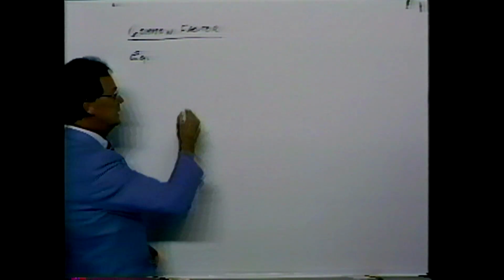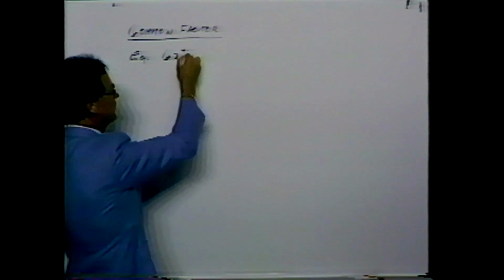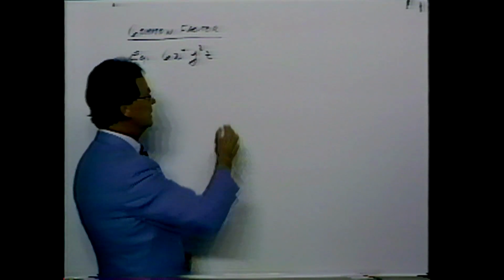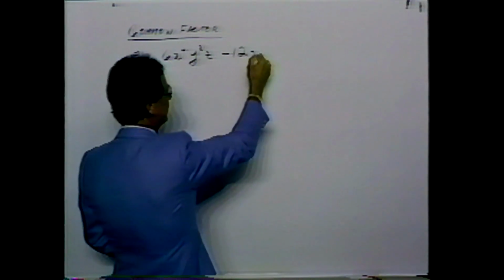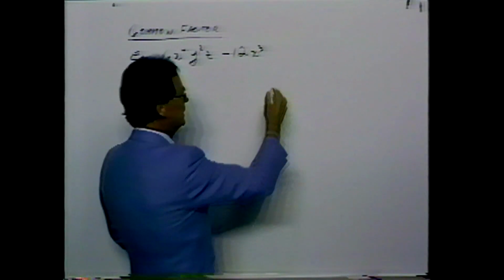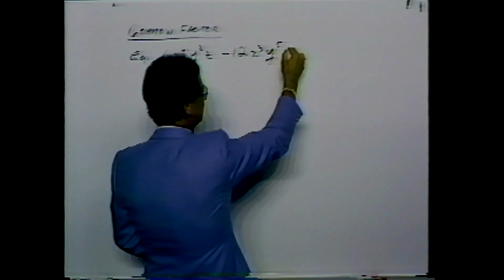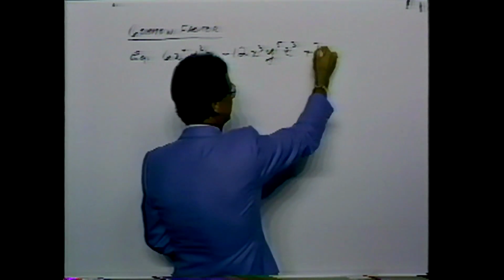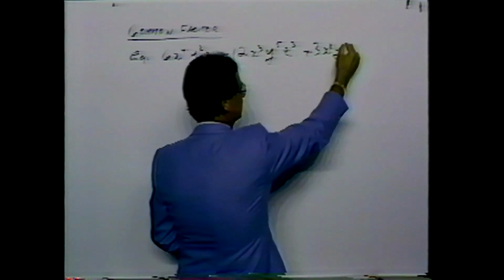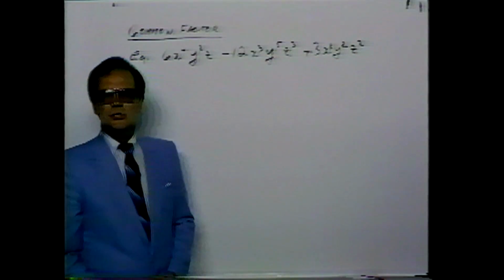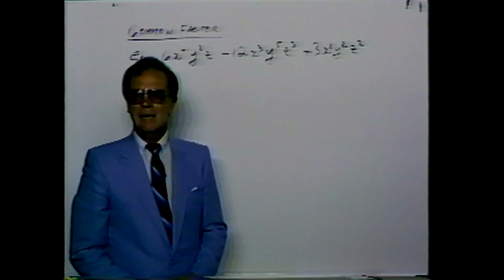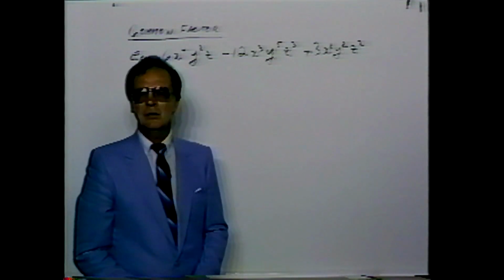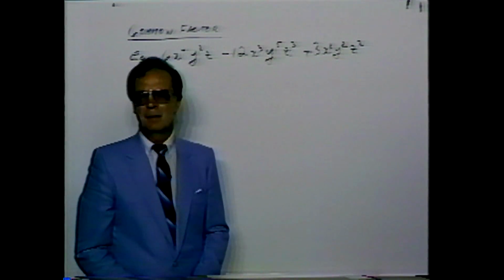For example, 6x to the fourth y squared z minus 12x cubed y to the fifth z cubed plus 3x squared y squared z squared. Each term separately can be factored into its parts in a manner explained in the earlier example.